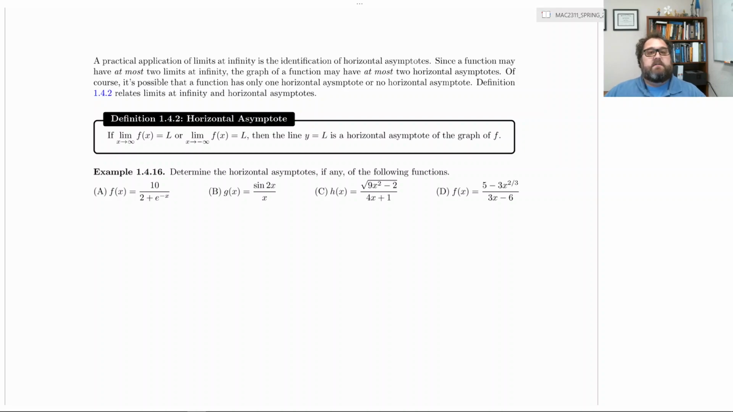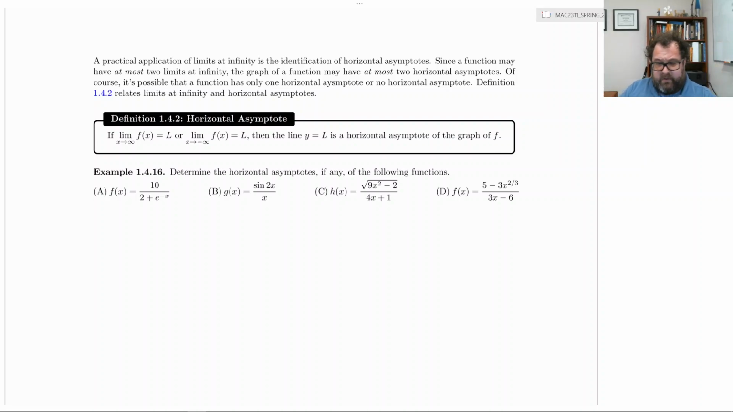All right, welcome back. Let's continue our discussion about limits at infinity. So the practical application of limits at infinity is that, as I mentioned in the previous video, it allows you to find horizontal asymptotes. Now, as you see here in the text, it's possible that you could have two horizontal asymptotes at most. In other words, you could have two horizontal asymptotes, 1, or 0.